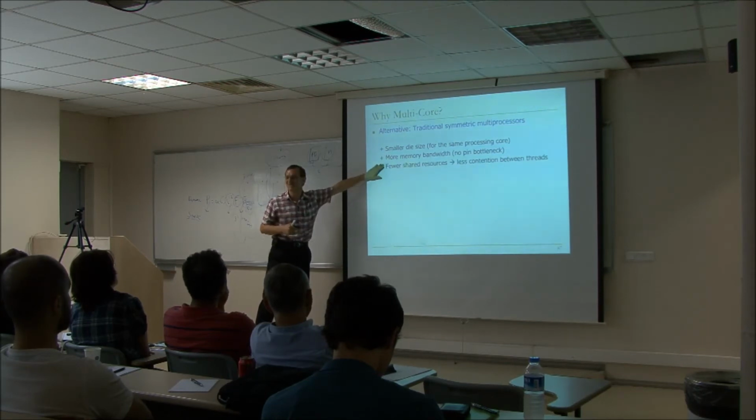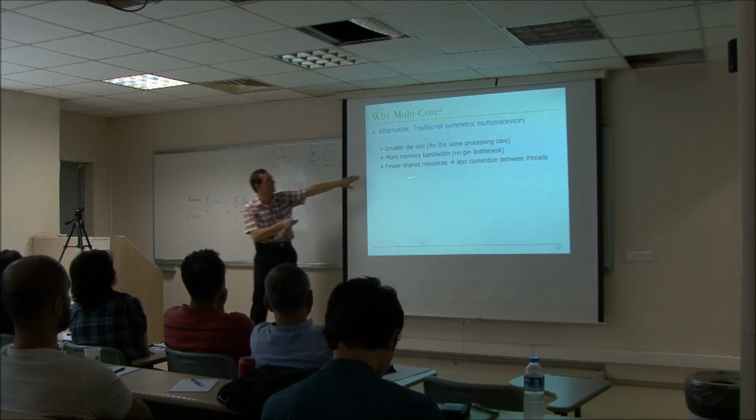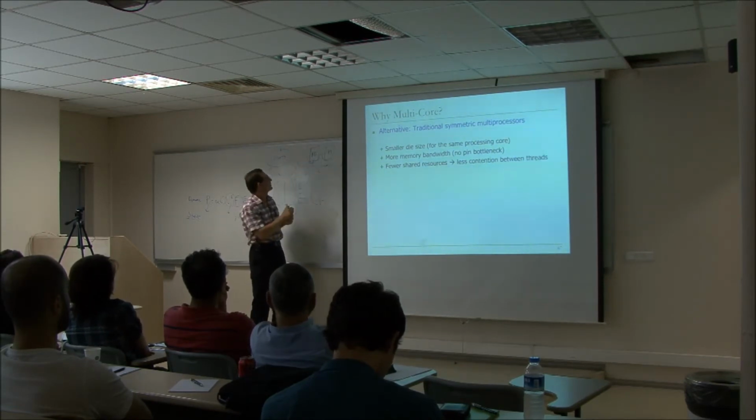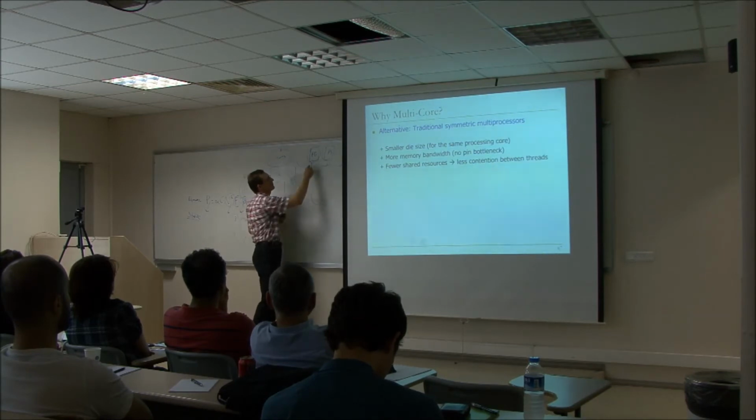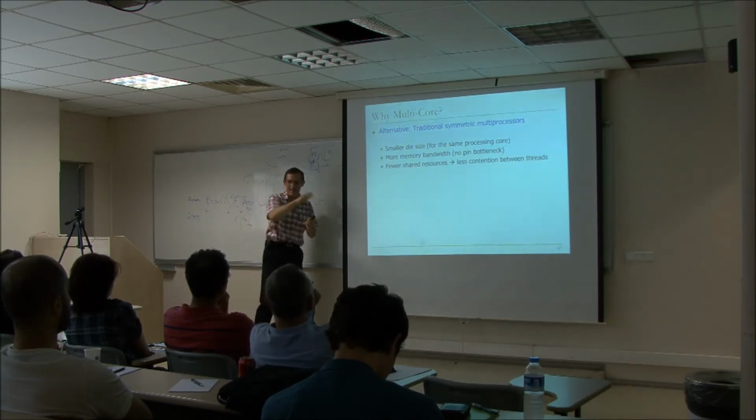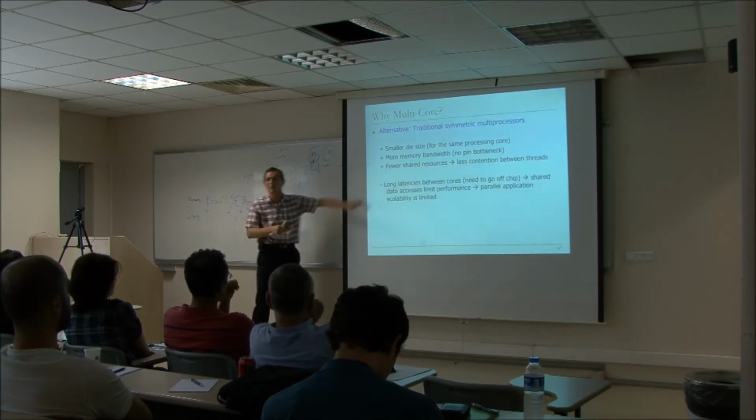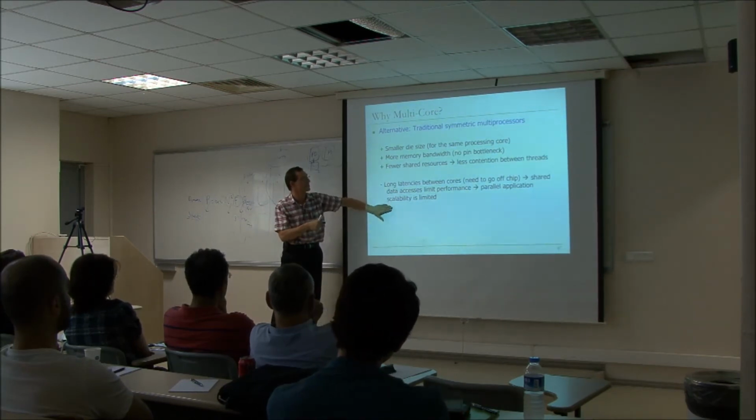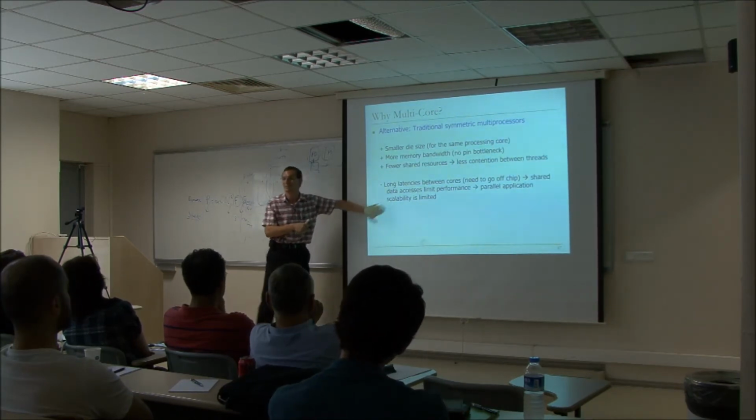Oh, there are other advantages too, it looks like, to symmetric multiprocessing. First of all, if you have fewer shared resources, you can have private memories here. If you have private memories, you don't need to share the memory bandwidth. That's right. But I think what you're getting at is what I had in mind here, which is you now have longer latencies between cores. Shared data access limits performance, and parallel application scalability is limited because of this.